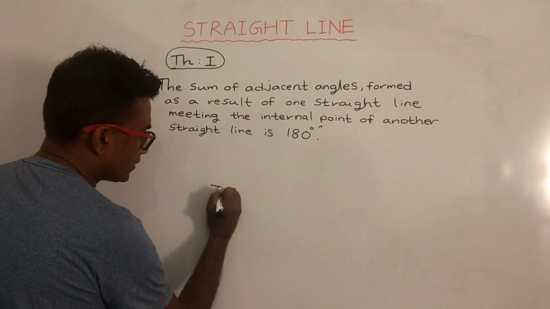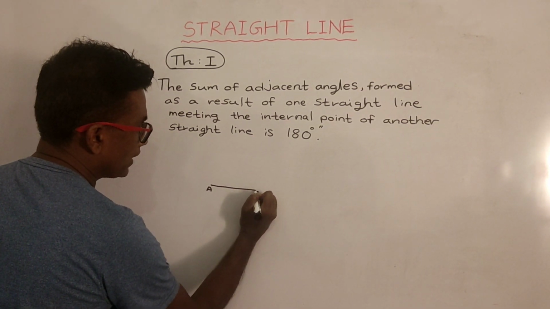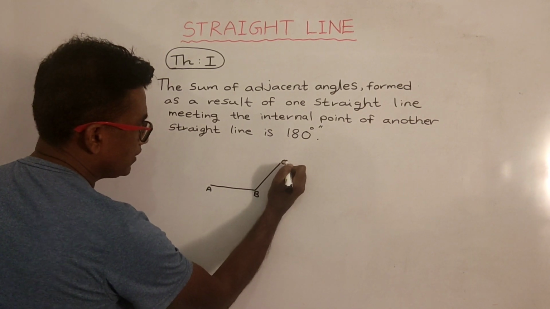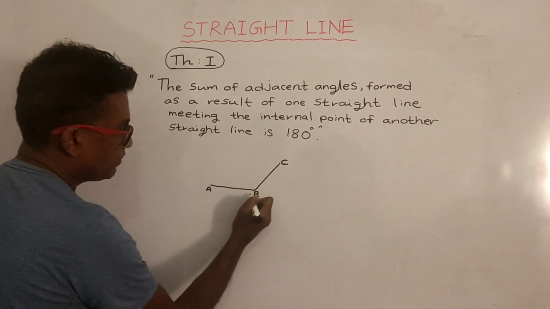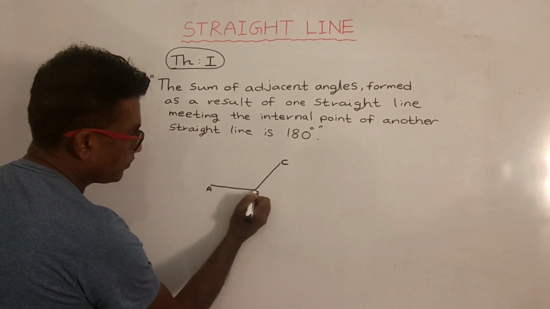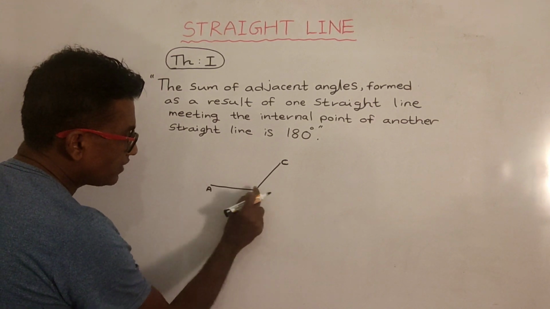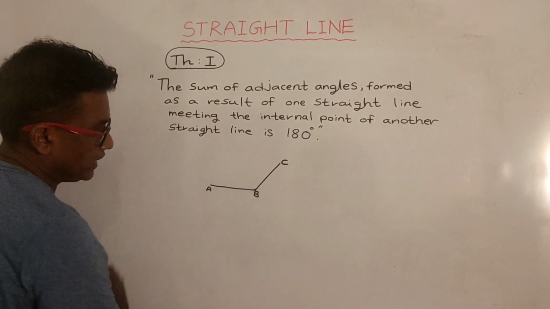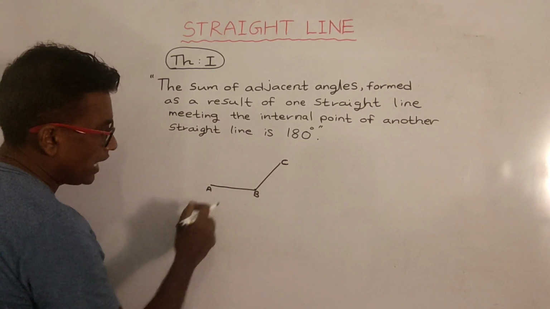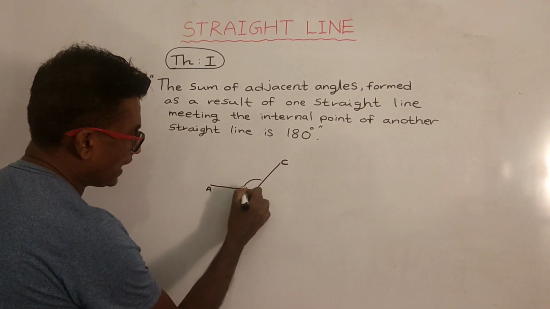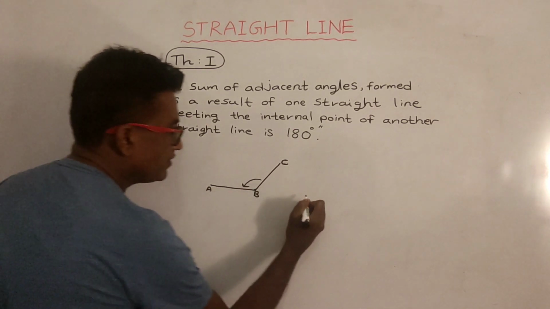Now look at this instance. Let us assume that AB is a straight line and CB is another straight line. CB meets AB at point B, but B is an extremity point of AB. So as a result, there is only one angle that is being formed. But consider this case.